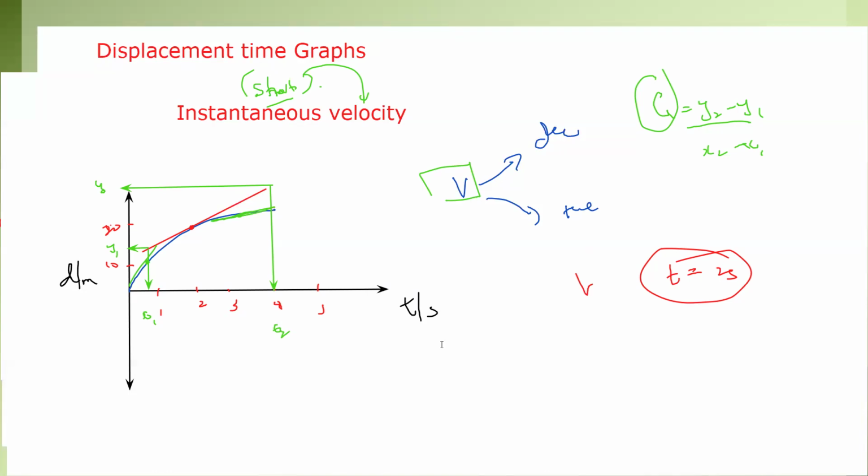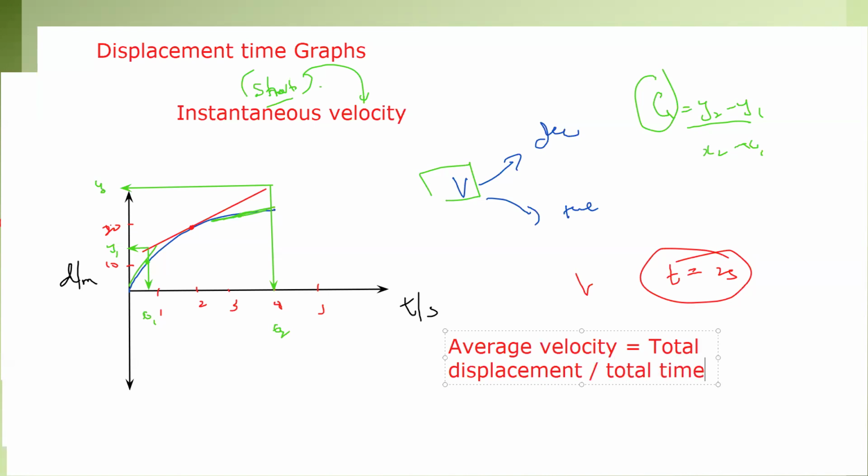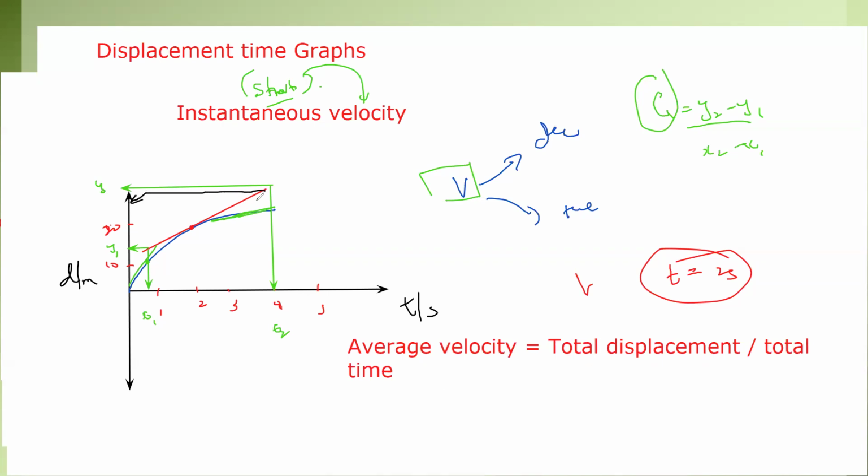But what if you need an average velocity? How to work out an average velocity? It will be the total displacement divided by total time. So average velocity will be the total displacement over total time. That will give us the average velocity. If I need the total displacement, irrespective of how it is done, we'll just draw a line to work out the total displacement and divide it by total time. That will give us the average velocity.